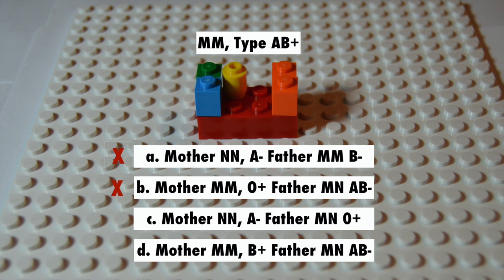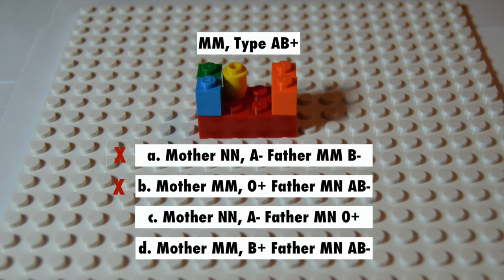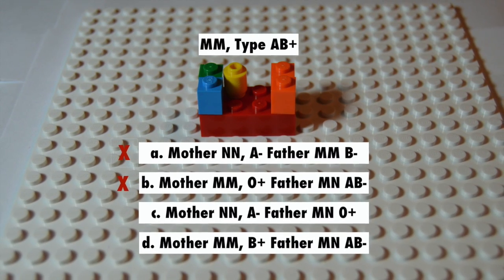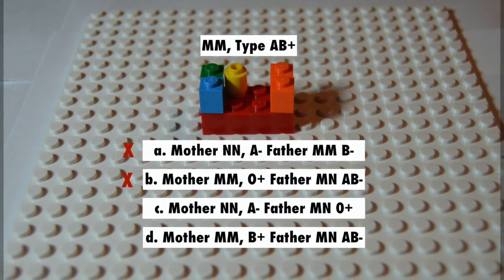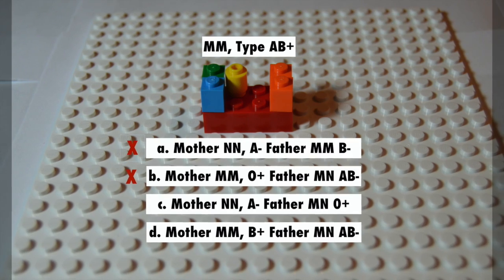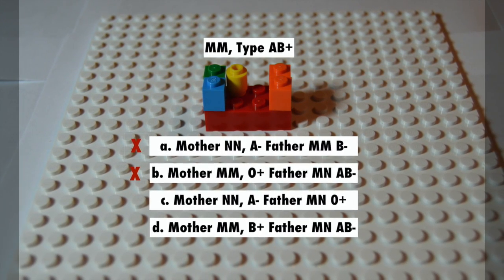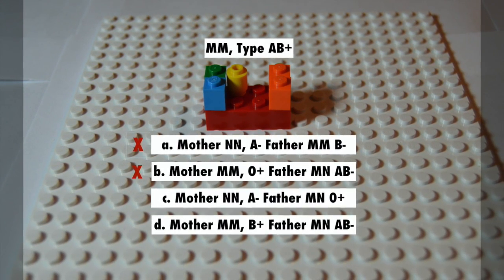Option C is also incorrect since it is not possible for a couple type N and MN to have an MM child, as it is not possible to have an AB child from combining type A and type O blood.